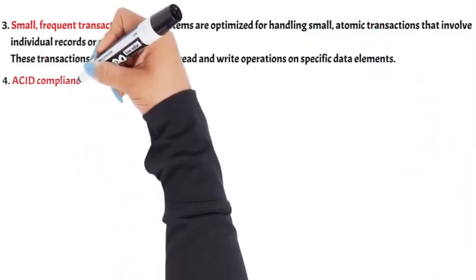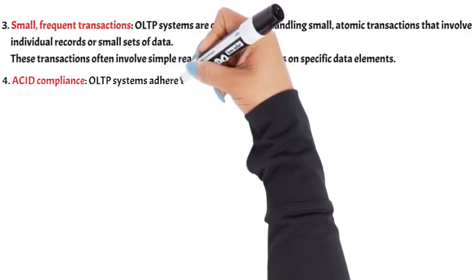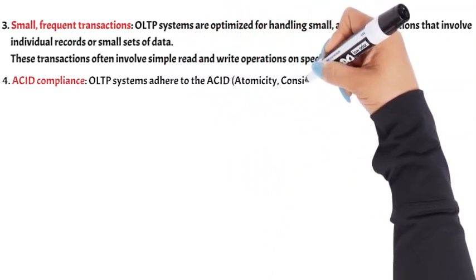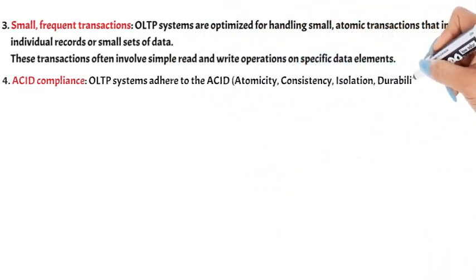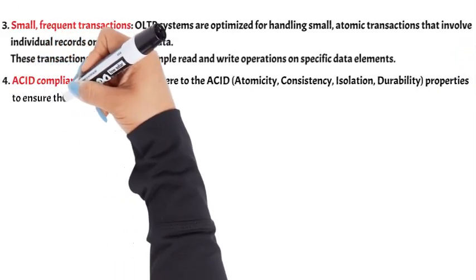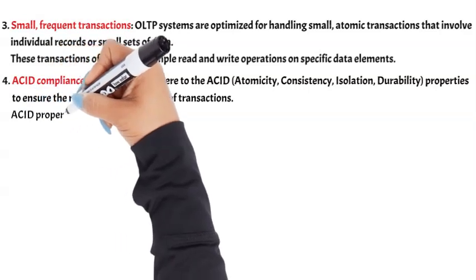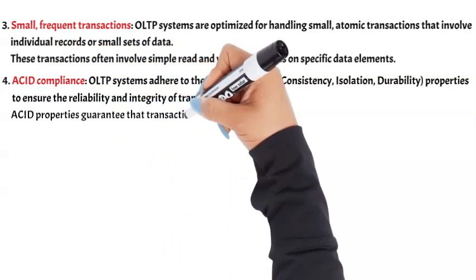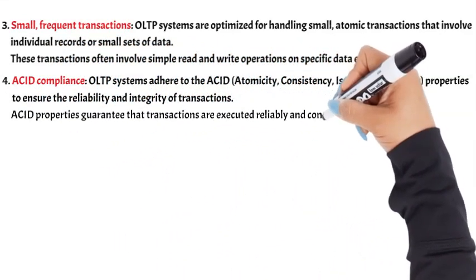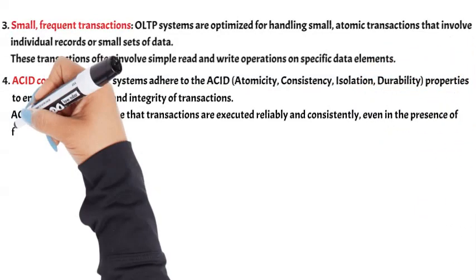4. ACID compliance. OLTP systems adhere to the ACID (atomicity, consistency, isolation, durability) properties to ensure the reliability and integrity of transactions. ACID properties guarantee that transactions are executed reliably and consistently, even in the presence of failures.